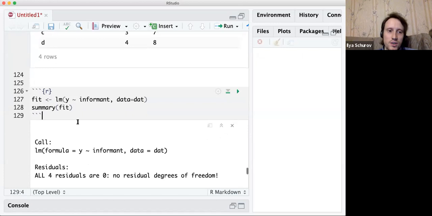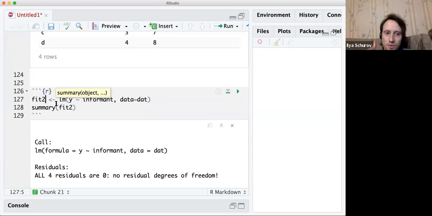We can call them with any other names. This is just a convention to call the result of some linear models fit, because the procedure of finding the coefficients of this model is sometimes called fitting. So the result is fit, but this is just a convention, and I just reuse the same variable many times if I don't need to show two models simultaneously. So just a naming, just a convention.